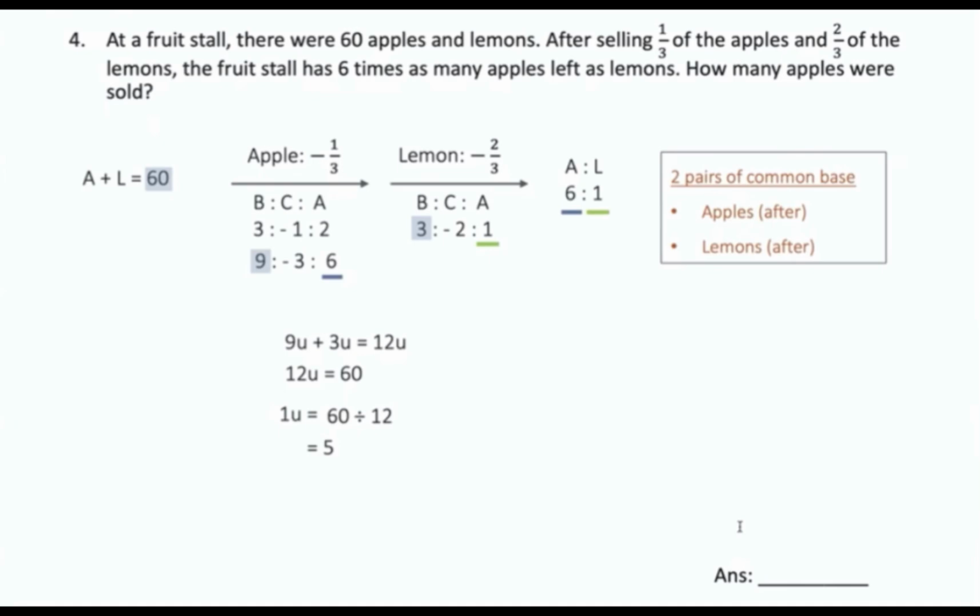Okay, if you get wrong, you must understand why you got wrong, right? I hope. Okay, now read the question. Last step, how many apples were sold? Pick the right number. Apples sold is this. It's not, this is apples in the end. Apples at first. So 3 units is the apples sold. So 3 times 5. That's the answer.